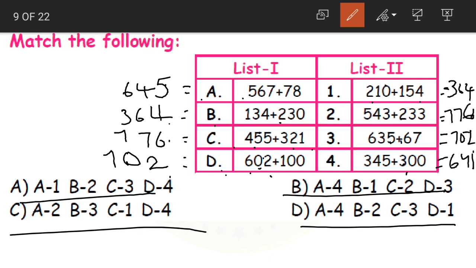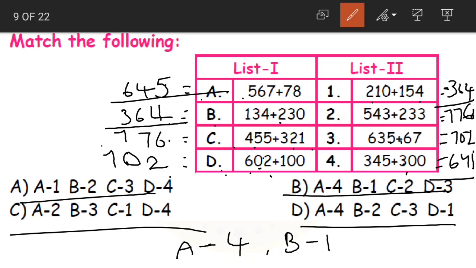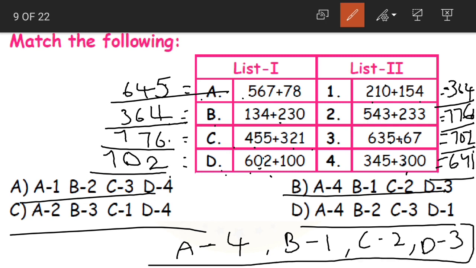Now you have all the answers here. You just simply cross check. Here A is 645, 4 is 645. So A is equal to 4. Now B is 364 and 1 is 364. So B is equal to 1. C is 776. 2 is also 776. So C is equal to 2. D is 702 and 3 is 702. So D is equal to 3.